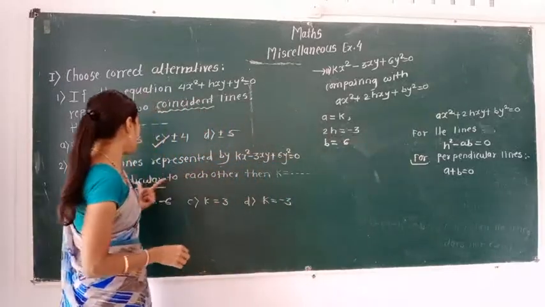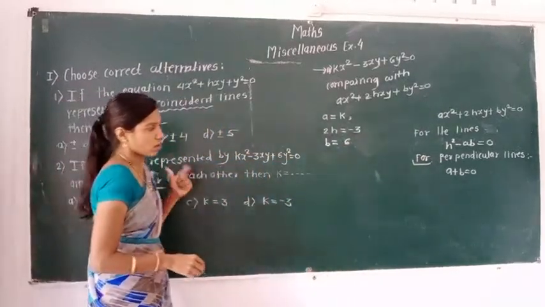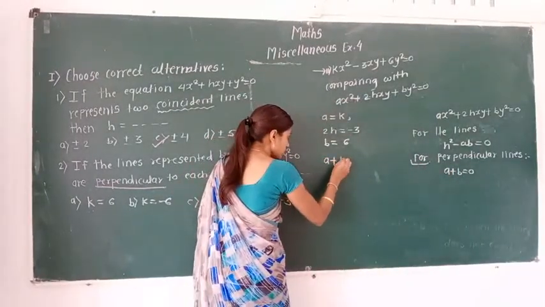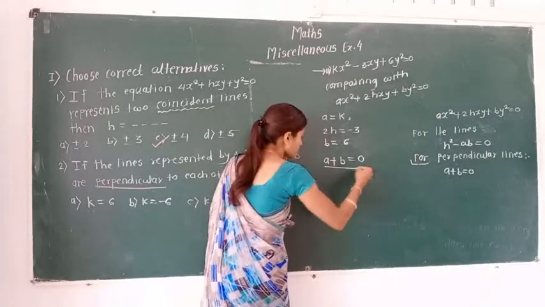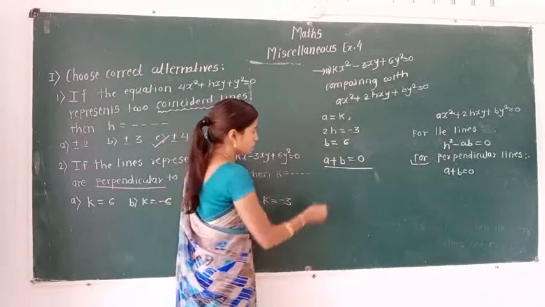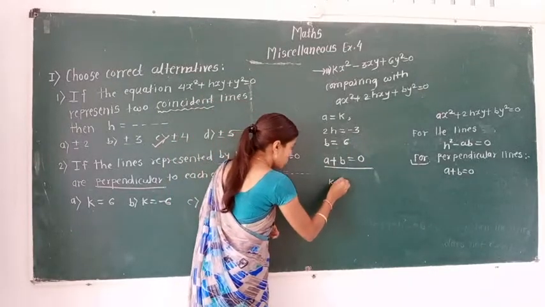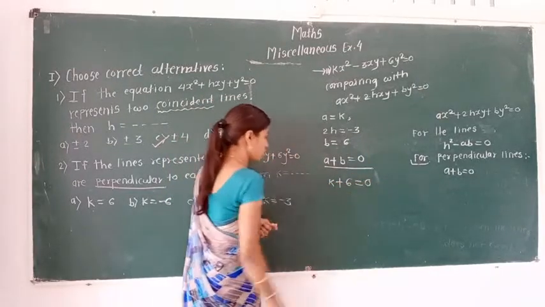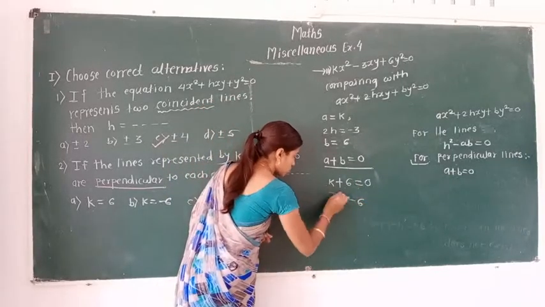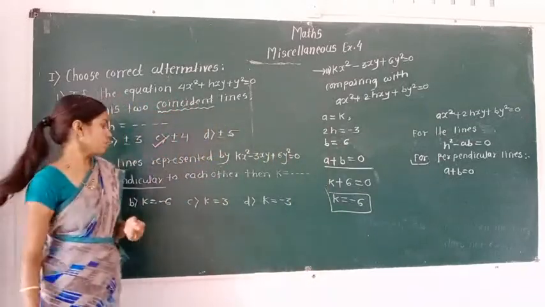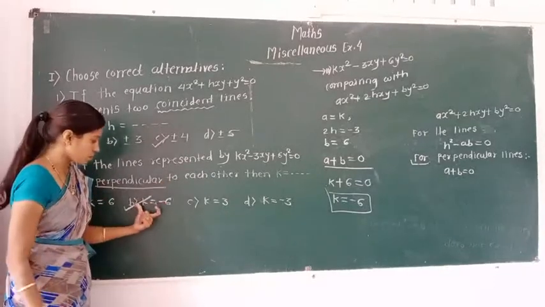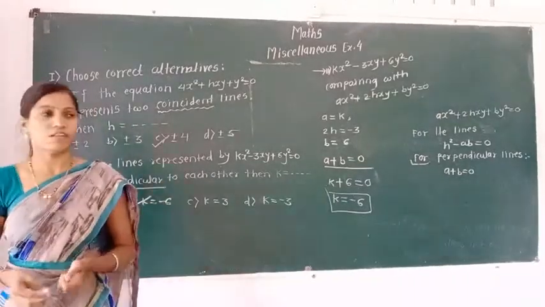Now the given lines are perpendicular to each other. We know that the condition for perpendicular lines is a plus b is equal to 0. So in this condition we have to put the value of a and b. The value of a is k, so k plus 6 is equal to 0. Now simplify this equation. We can write k is equal to -6. Now B is the correct option of this MCQ: k is equal to -6.